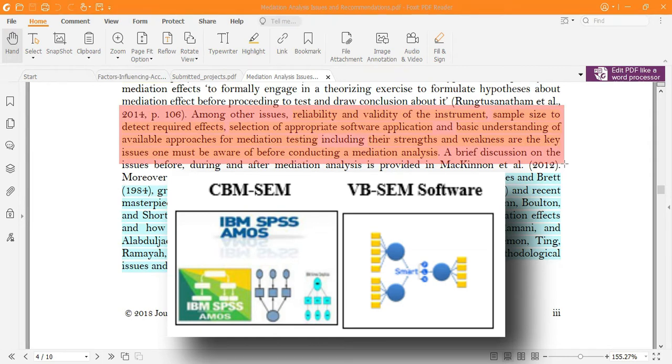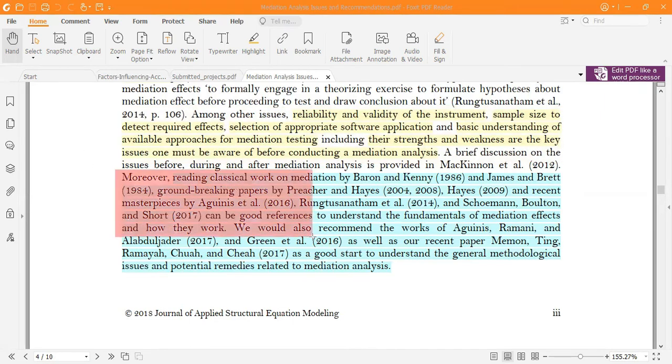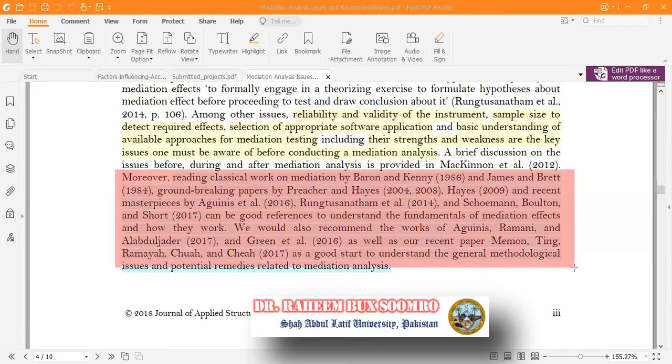Whichever software you are applying, you are required to provide some reasons, and also which approach you are applying for the mediation, including its strengths and weaknesses. So these are some of the important things to prepare when you are going to apply the mediation model in your research.